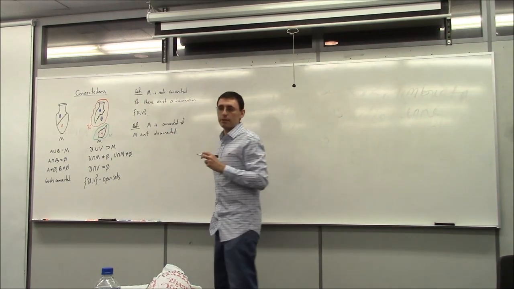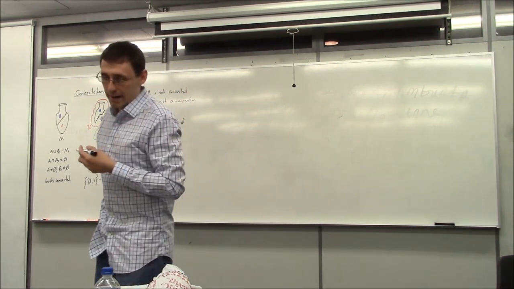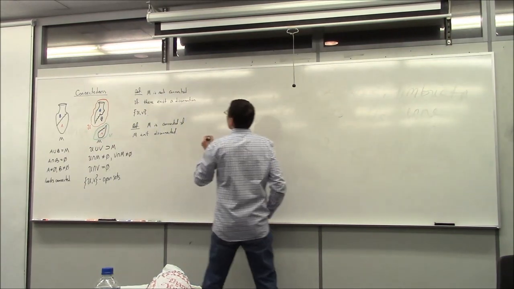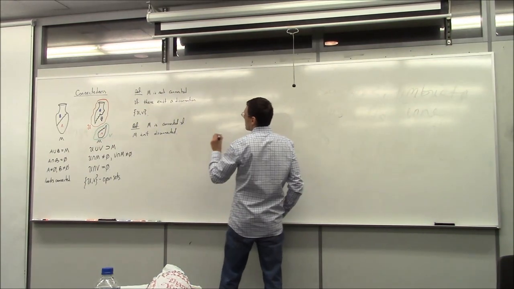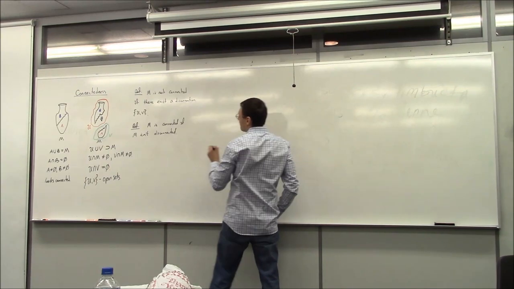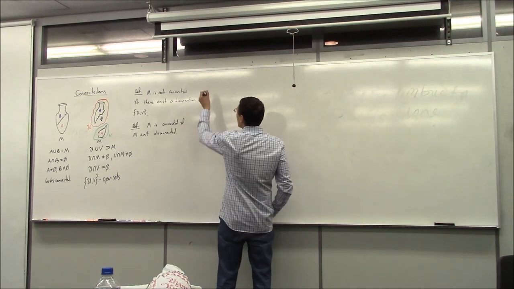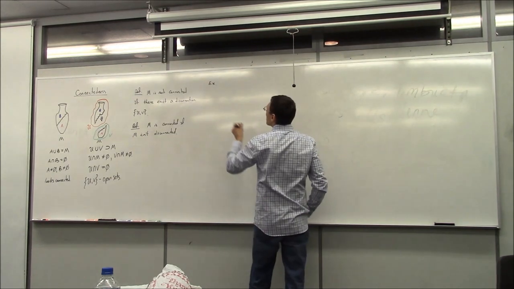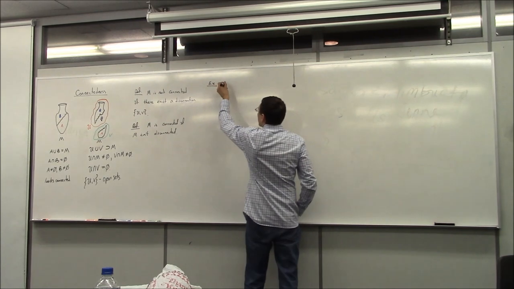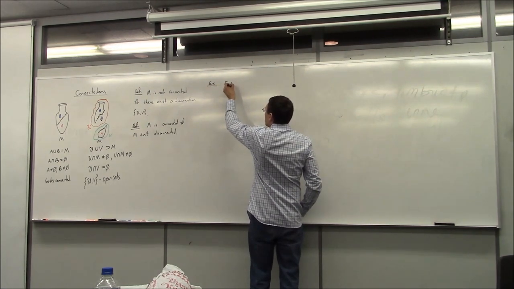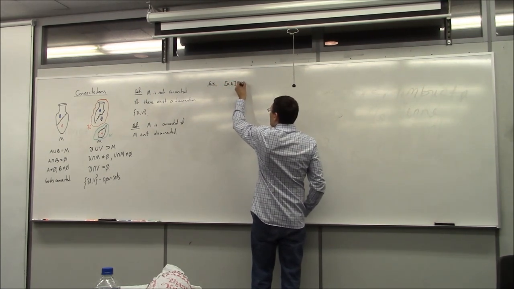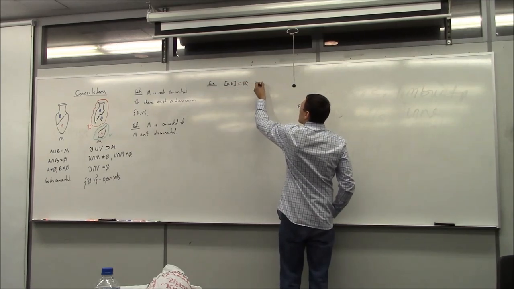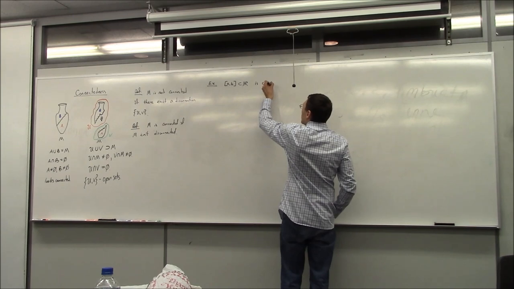All right, so let's try to see how that might work in practice. So let's try to have an example and see whether this set is connected or not. Example: if I take any interval AB, which is a subset of R, is connected.